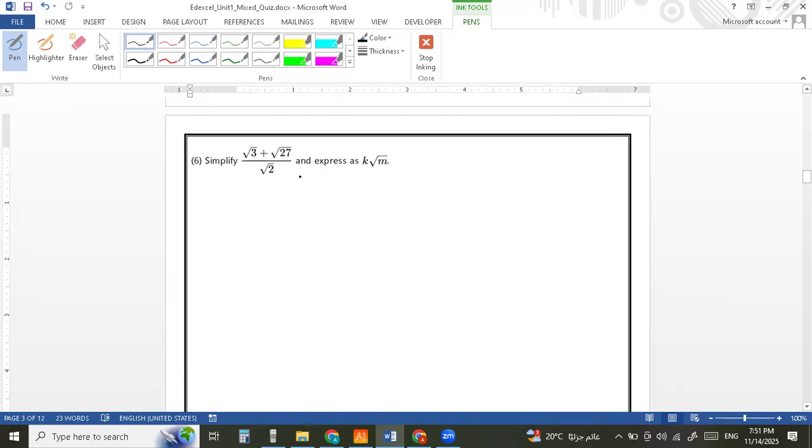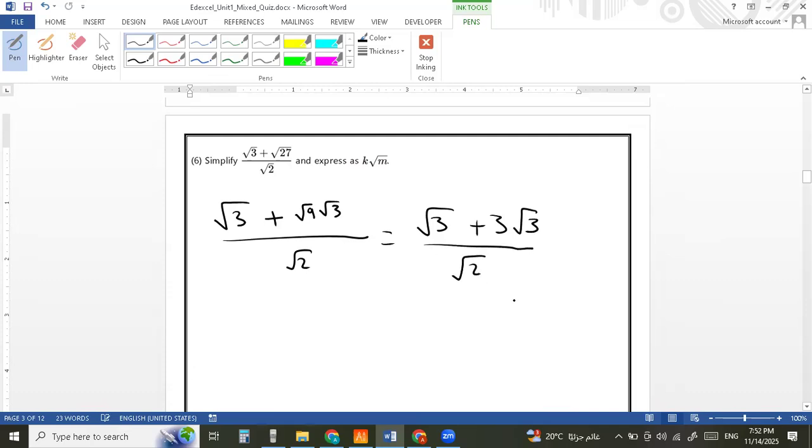Here, simplify this and express as k root of m. Simplifying this, let's do it. You're going to find here that root of 3 stays the same, it cannot be simplified, plus root of 27 becomes actually root of 9 times root of 3, over root of 2, equals root of 3 plus 3 root of 3 over root of 2. Mister, how can I simplify this more?